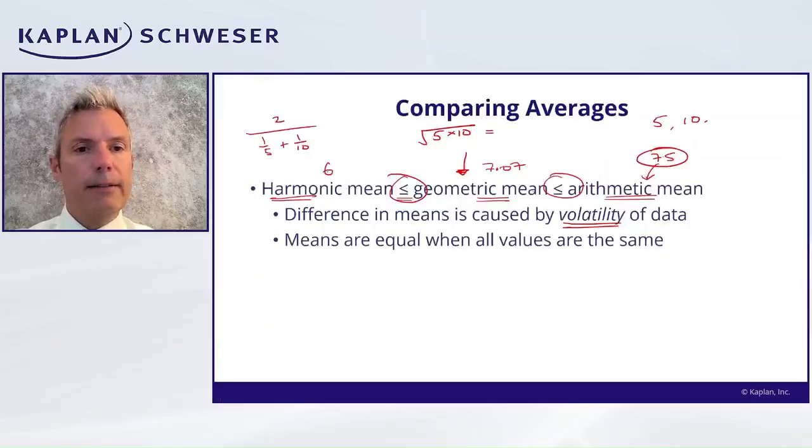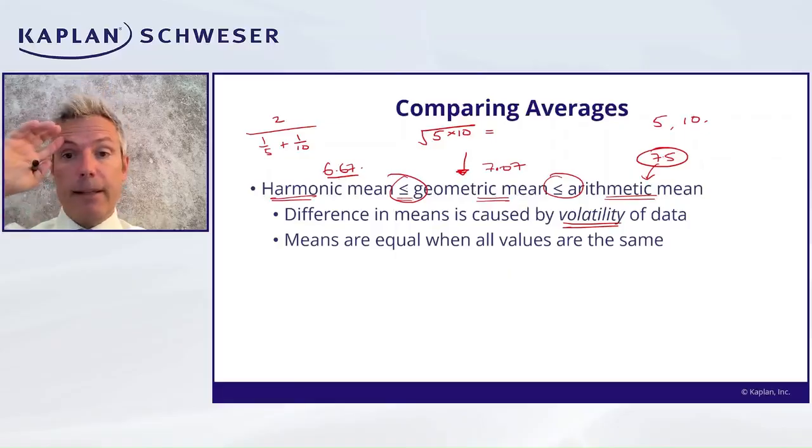So you can see this holding for the harmonic mean being less than the geometric mean, being less than the arithmetic mean, when you've got volatility in the data. If there's no volatility in the data, then all the means will be the same.